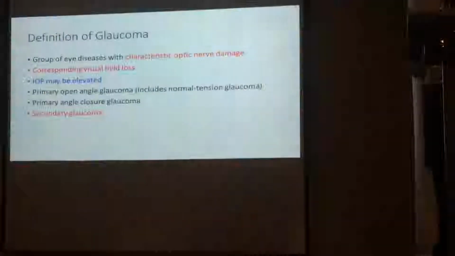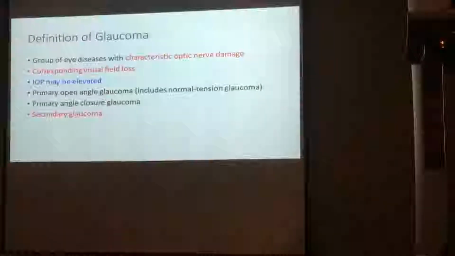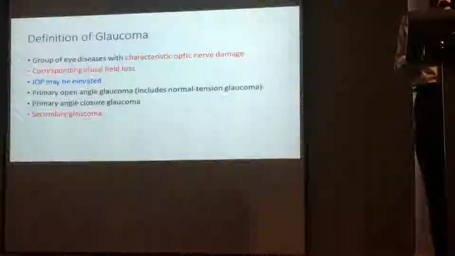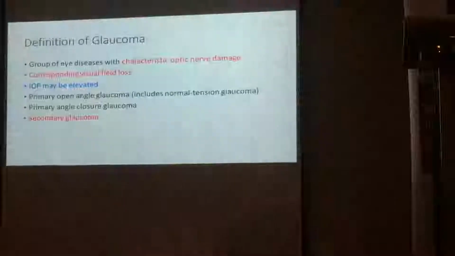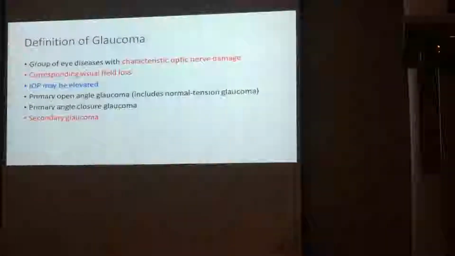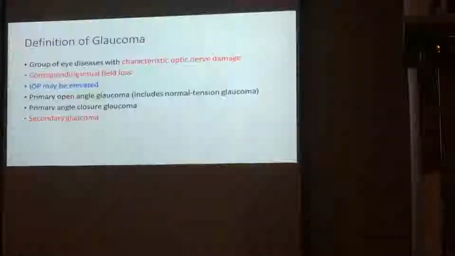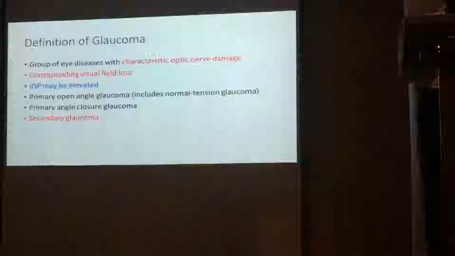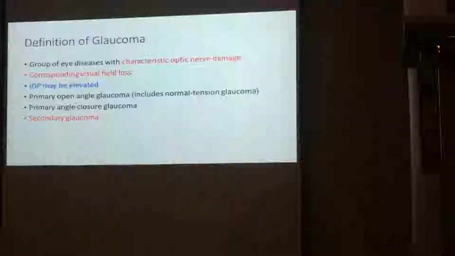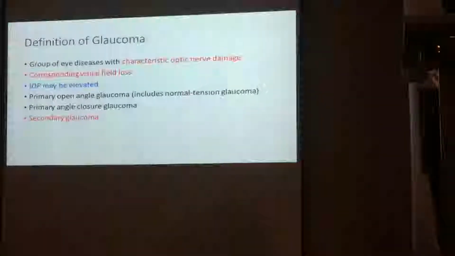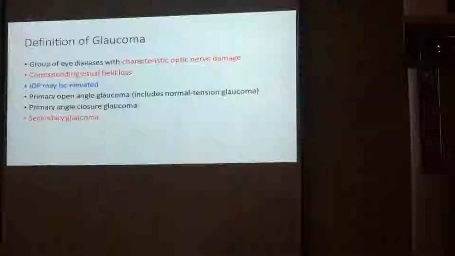I assume that they've already done lots of definitions and so on for uveitis, so I'm just going to do some simple definitions for glaucoma to ensure that we all are thinking along the same lines. The definition of glaucoma now is that it's a group of eye diseases where there's very characteristic optic nerve damage. The appearance of the nerve is very typical of what glaucoma is, and there would be corresponding visual field damage. The intraocular pressure may be elevated, but it's not absolutely essential for the diagnosis.